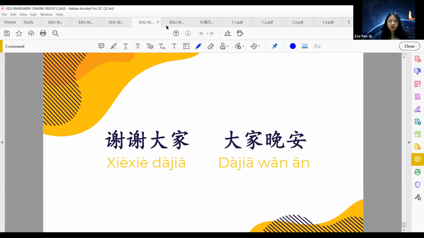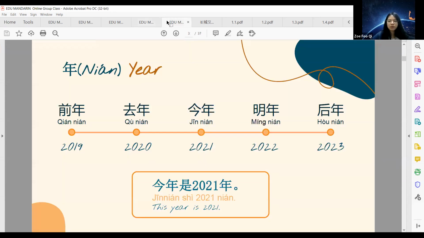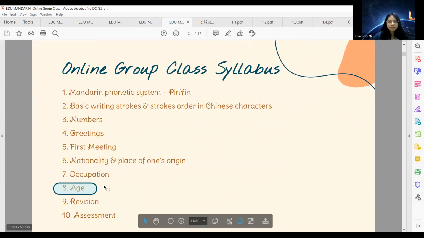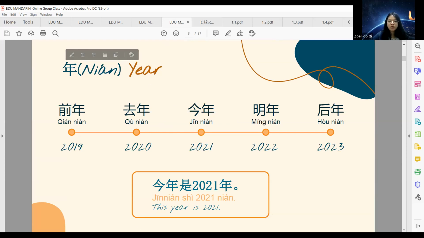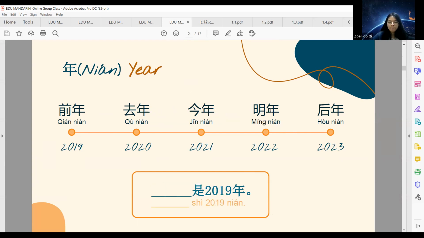Okay, so this one is the occupation, and then the last one will be for the age. So this one you need to know is the 年. Normally we won't use the 前年 and 后年, we only focus on these three. 今年 is this year, 去年 is the year already gone, which is last year, and then 明年 is the next year. Okay.